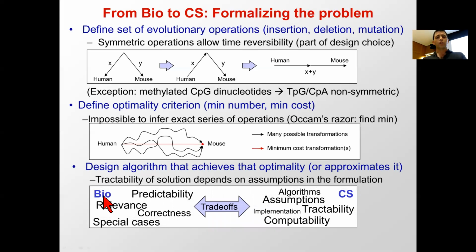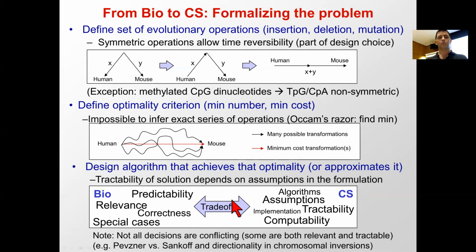On one side, you have biology and predictability, relevance, correctness, handling all the special cases. On the other hand, you have computability and tractability: whether there are algorithms that can actually solve it, what kind of assumptions you have to make, how do I even implement this thing, and so on and so forth. Do I have enough memory? And they're typically going to be pulling in opposite directions.